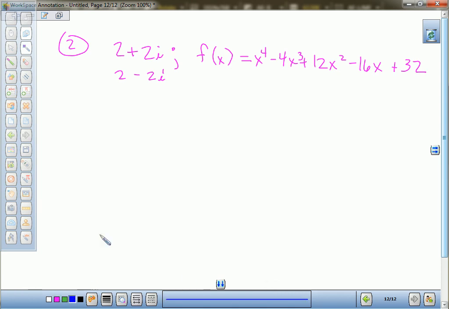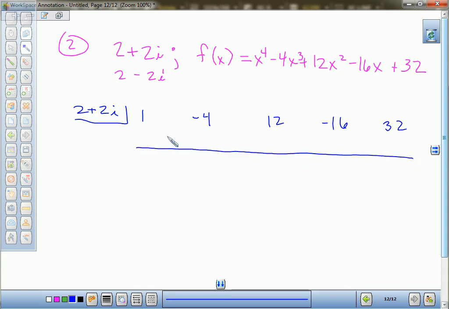That's what happens. So the first one is 2 plus 2i, and then we've got 1, negative 4, 12, negative 16, and 32. And I always, when I know I'm dividing by imaginary, I space it out, because I know when I do some multiplying and adding, I can have complex numbers and not just, yes sir? To the right of the 2i, what is that? That's just a semicolon. I was just not writing all the words.